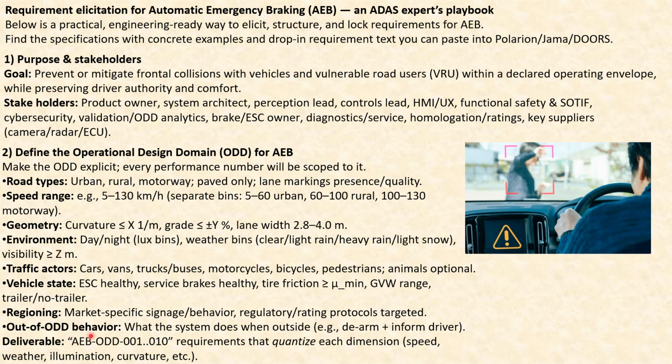Next, of course, is the out-of-ODD behavior. Are there any eccentricities, any eccentric behavior? What does the system do when outside the ODD? For example, does it disarm or deactivate the system, or does it inform the driver? The final deliverable of the step of defining the ODD is requirements that quantify each dimension: the speed, the weather, the illumination, the curvature, etc. All right, so all these values come under the purview of the operational design domain, which is a very important parameter in defining the requirements for any feature.